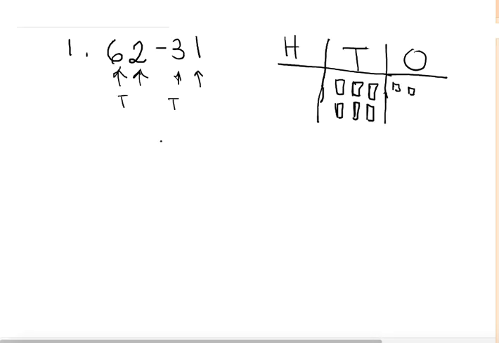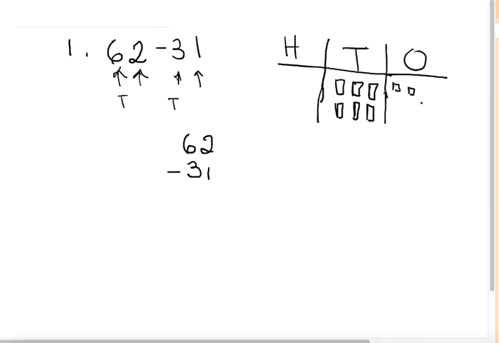So when we're setting it up in the column method, we write down 62, take away, and we make sure that we line up our numbers, 31. In our visual representation, we won't be drawing this 31 because we're taking it away from our 62.